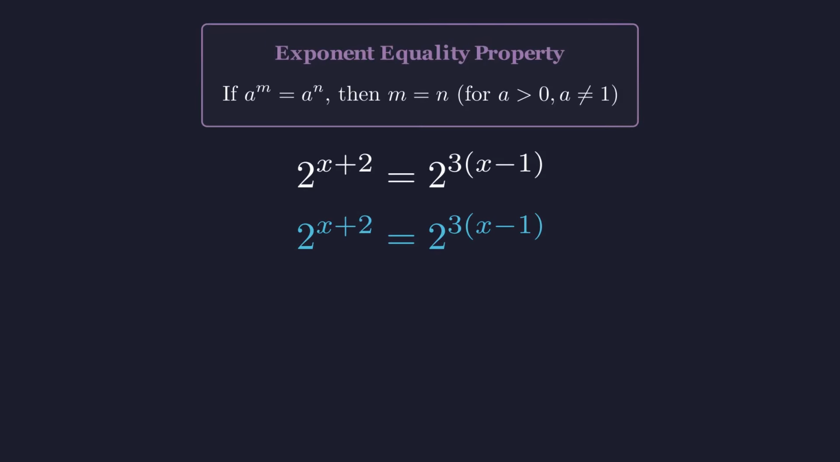Same base of 2 on both sides. Therefore, x plus 2 must equal 3 times x minus 1. Drop the base. Now we solve the linear equation.